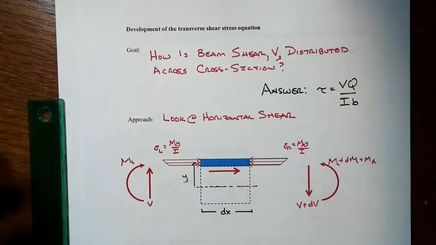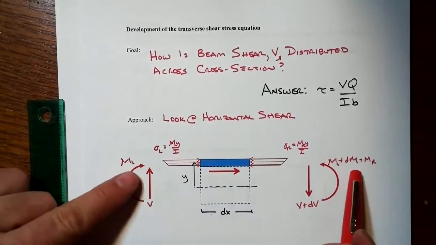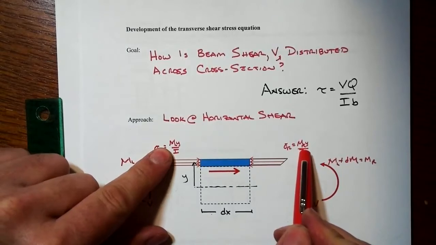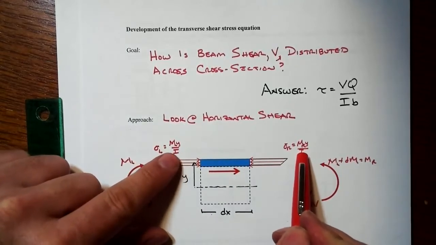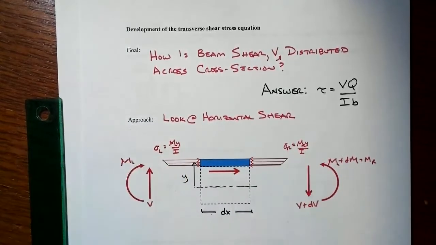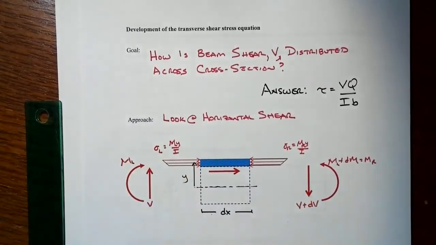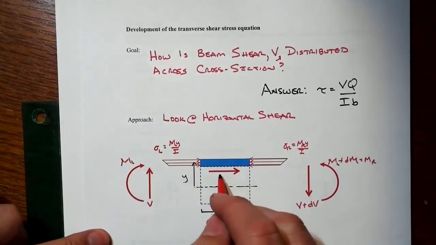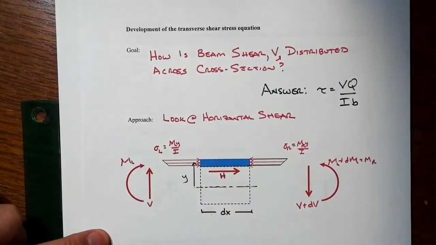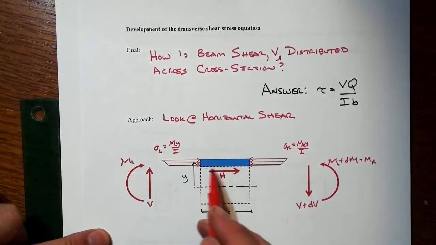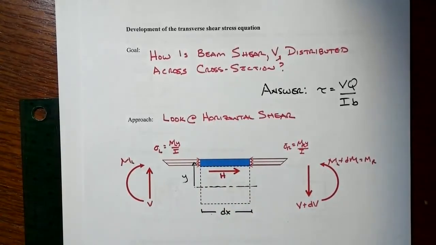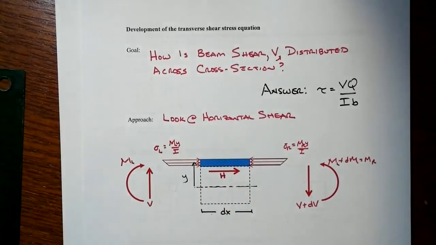All right, so now let's see here. If the moments change, then the y's don't change, and the I's don't change, but the moments do. So wait a minute. These stresses aren't the same. There's going to be a difference here, and that difference is going to be this horizontal shear on the bottom of this little piece that we have. That's pretty wild.